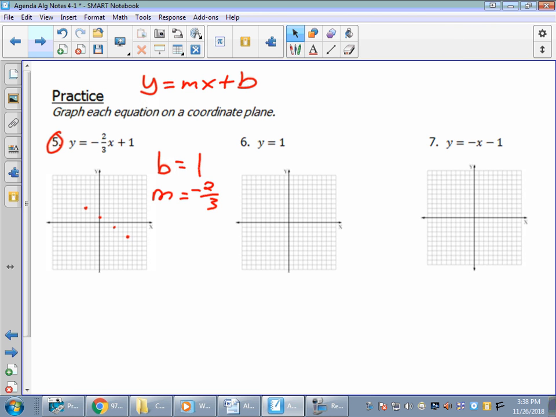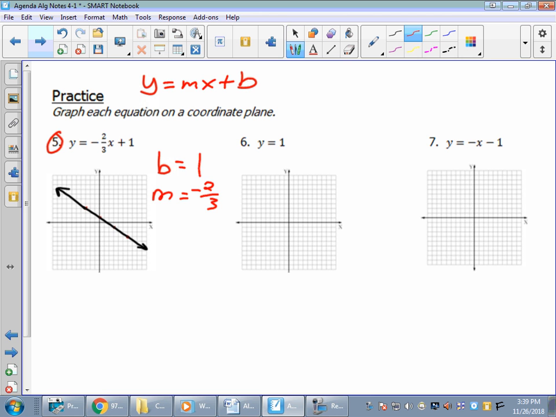The other thing I'm going to say is, when you graph, go way past your points. Don't just draw right to the edge of them and stop. Keep going, extend the line so we have a nice line, and draw arrows at the end. Simple as that. And then you're done. That's it. All right, let's look at number 6.